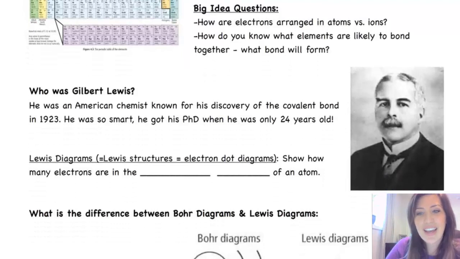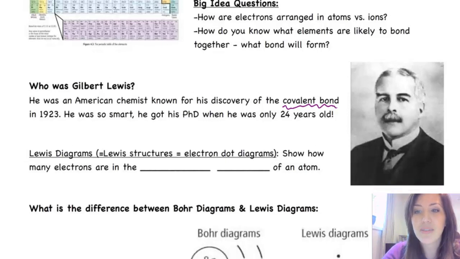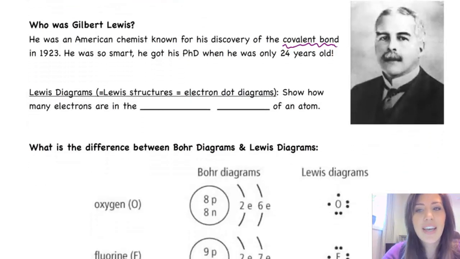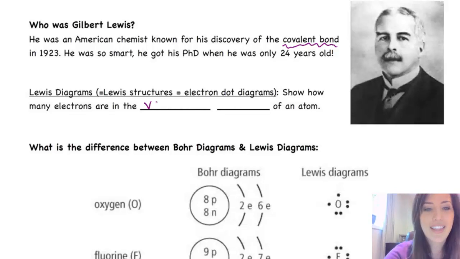So this handsome guy, Gilbert Lewis, was an American chemist known for his discovery of the covalent bond in 1923. He was so smart, he got his PhD when he was 24. That's awesome. Now he invented Lewis diagrams, which can also be called Lewis structures or electron dot diagrams, and these show how many electrons are in the valence shell of an atom.